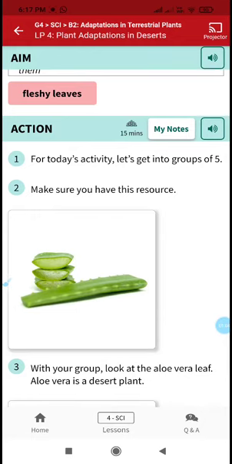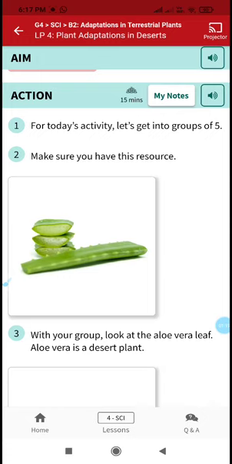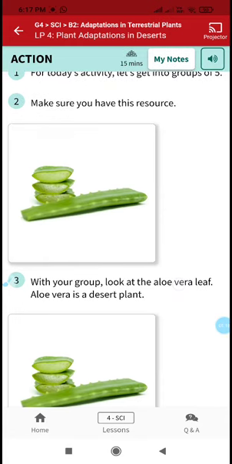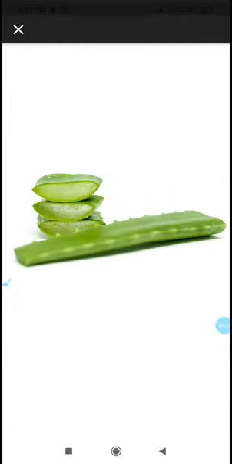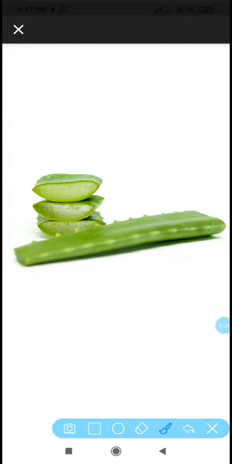To understand this topic, we'll do one small activity. Take an aloe vera leaf, cut it into pieces, and observe what is inside this leaf, and how the stem and the leaves are modified in this desert plant, especially in aloe vera. The spine shaped structures are known as leaves. These are the leaves.